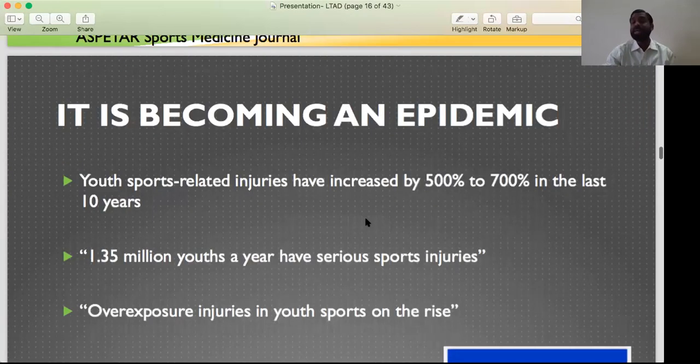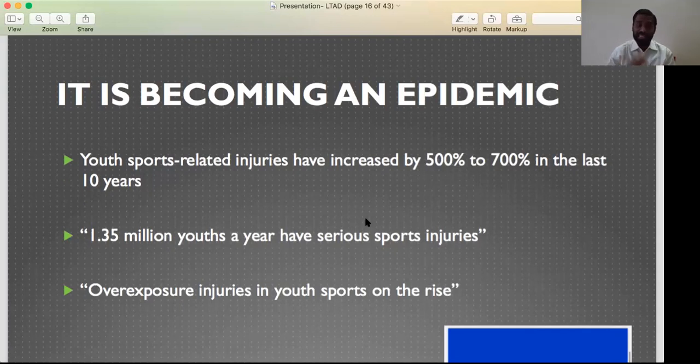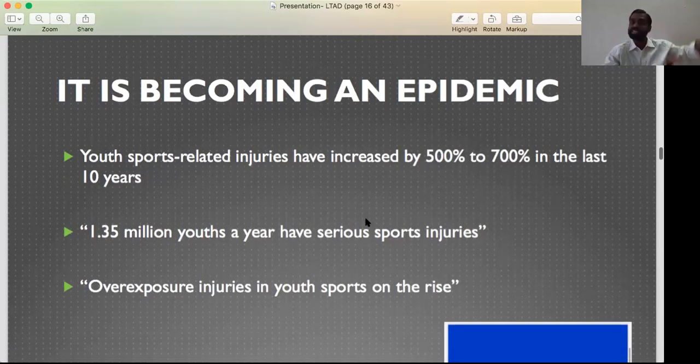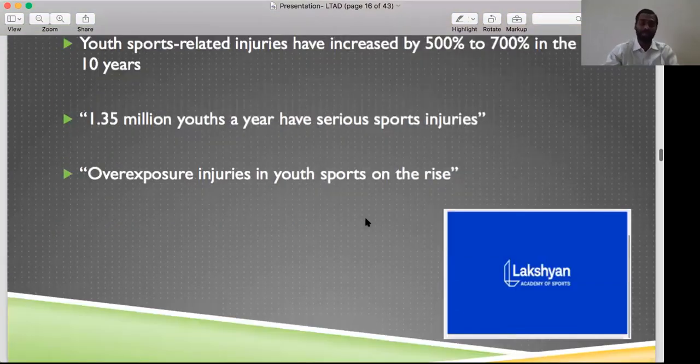And it is really becoming an epidemic now, because in the last 10 years, athletic injuries have gone up by 500% to 700%. That means one child is getting injured 7 times in a year at least in the last 10 years. And there are 1.35 million serious sports injuries a year. When we say serious, that means it requires medical attention. They need to see a doctor or a physio or a specialist to help them. And the biggest factor is overexposure. Injuries in youth sports are on the rise constantly. It just continues to keep becoming bigger and bigger.